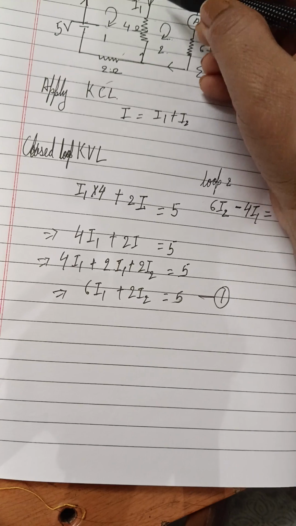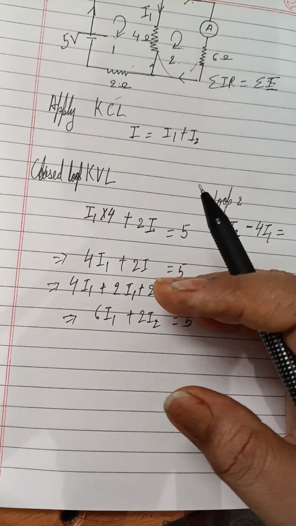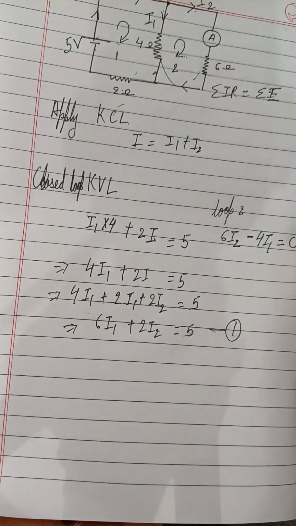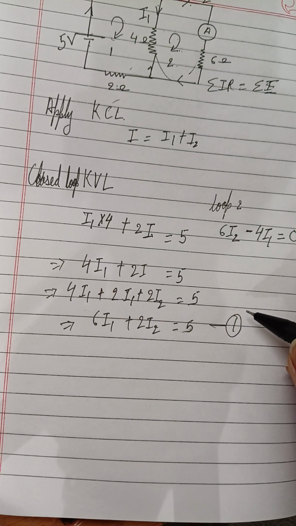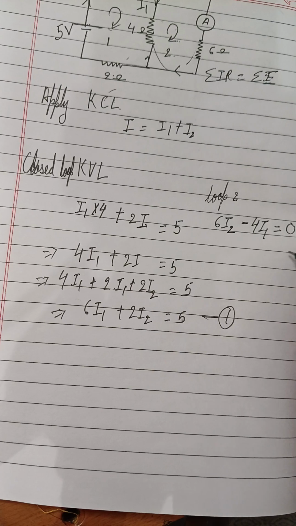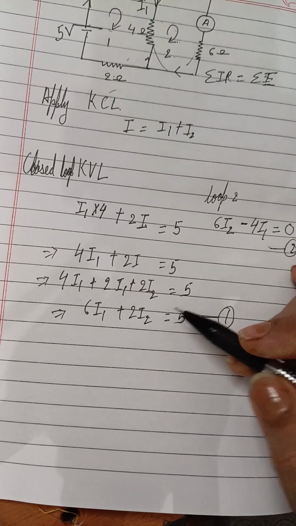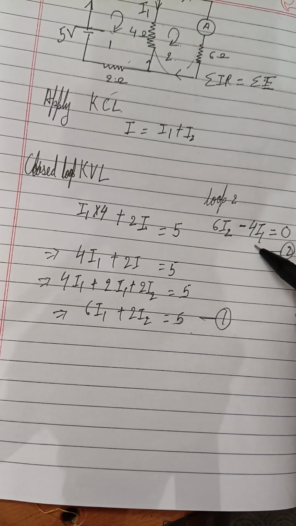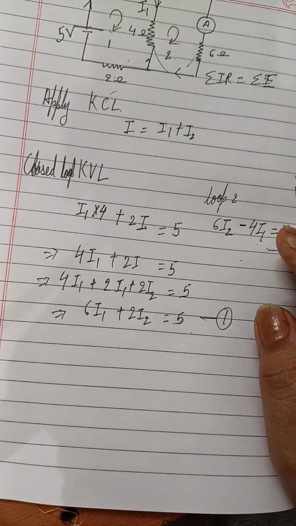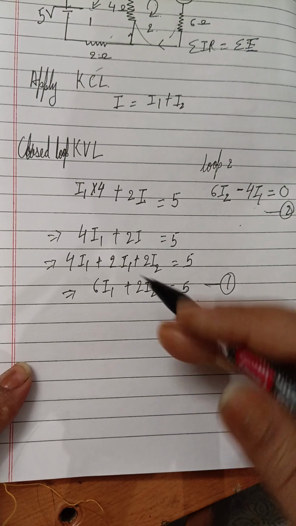Now you can see that in this second loop we don't have any battery, we don't have any cell. So when we don't have any cell, we write 0. So this is your equation 2. Now solve equation 1 and equation 2. When you solve equation 1 and 2, you get the values of I1 and I2 and I. I think all of you can solve this one.